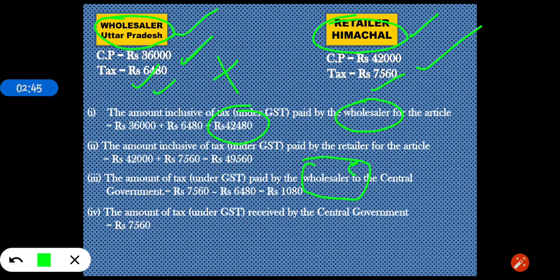Tax paid by the wholesaler means output GST minus input GST. So 7,560 minus 6,480 is equal to 1,080 rupees. And the last one, the amount of tax under GST received by the central government. So it's 7,560. How come this? 6,480 plus 1,080 rupees. So when I add these two, I get 7,560.